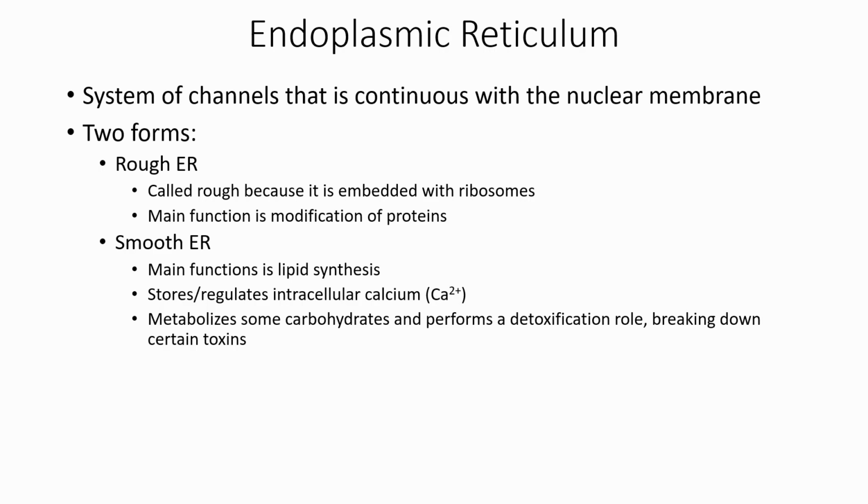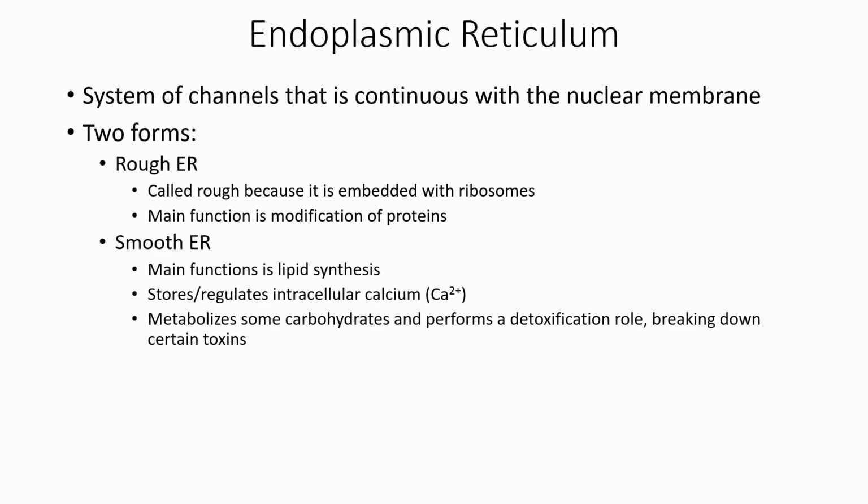in a micrograph. The rough ER is called rough because it appears bumpy, and the reason it appears bumpy is that there are ribosomes stuck in the membrane of it, along the edges. The rough ER's main function is to help produce and modify proteins.